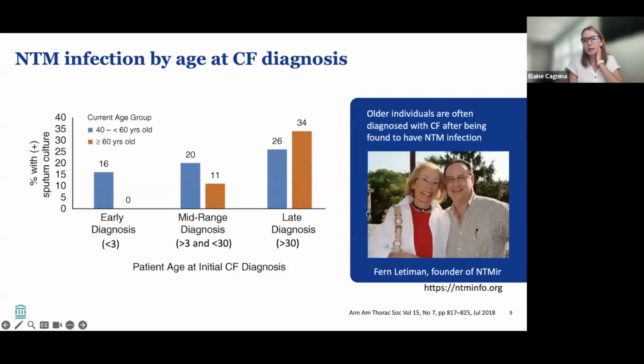And this here is a picture of Fern Leitman, who's the founder of this group called NTM Information and Research, NTMIR. This is their website. She was a woman who was diagnosed first with NTM infection, and then after having been found to have an NTM infection, was diagnosed with CF. I would say this happens incredibly frequently, that an older woman, and it tends to be older women in particular, are diagnosed with NTM infection and subsequently tested for CF and then found to have CF, usually with atypical or unusual genetics. And this is just one example.